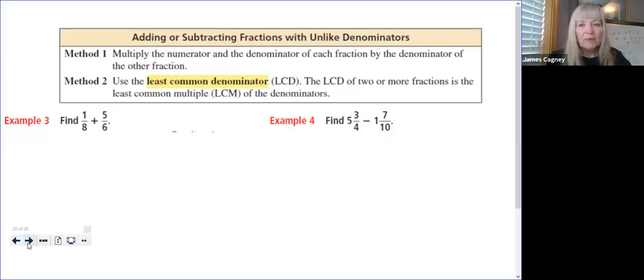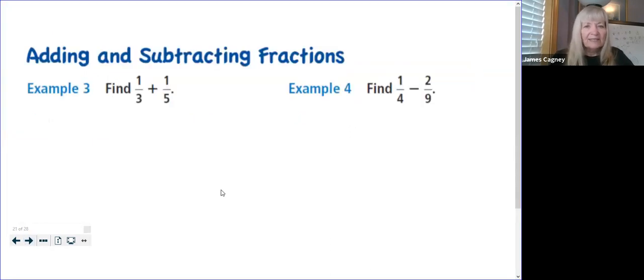And I will try and remember to come back to the other one because we have not done anything with mixed numbers yet. So adding and subtracting fractions, just a quick check for you. Let's see if you can do 1/3 plus 1/5, and then 1/4 minus 2/9. Notice that you're going to have to find common denominators in order to do these. I'm going to go ahead and do them on the whiteboard. Pause for a second. When you're ready to go, then go ahead and turn it back on.